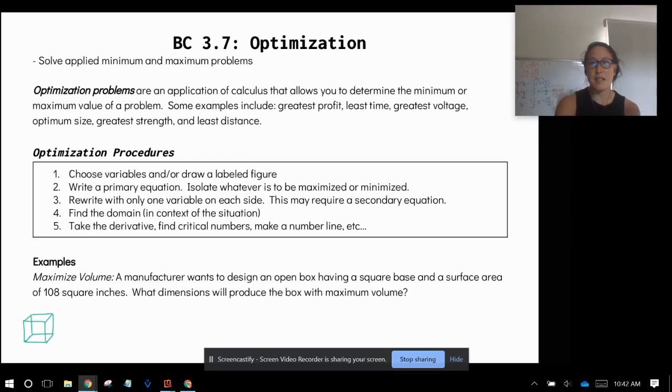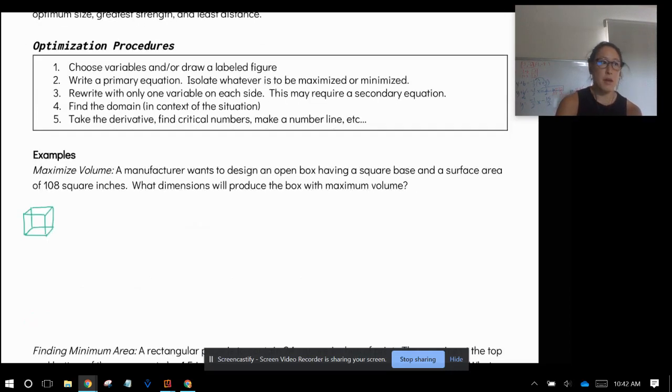Today we're doing optimization problems, which means we're looking for when a situation is at a maximum or minimum. So we're maximizing or minimizing things like profit, area, or volume, whatever we're measuring. Basically, we're going to apply the first derivative test here.